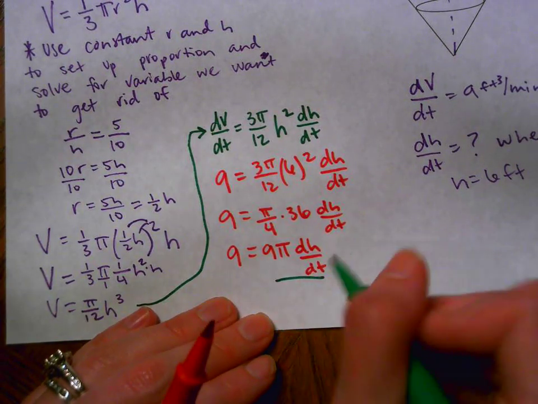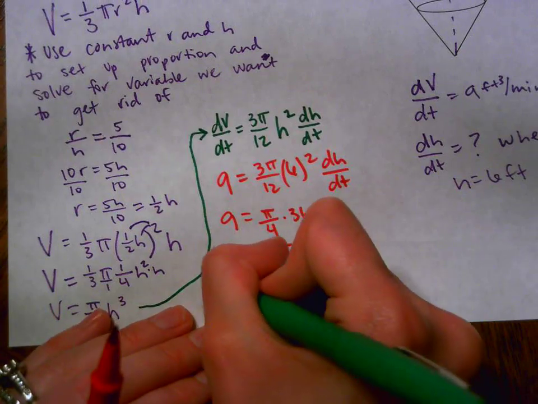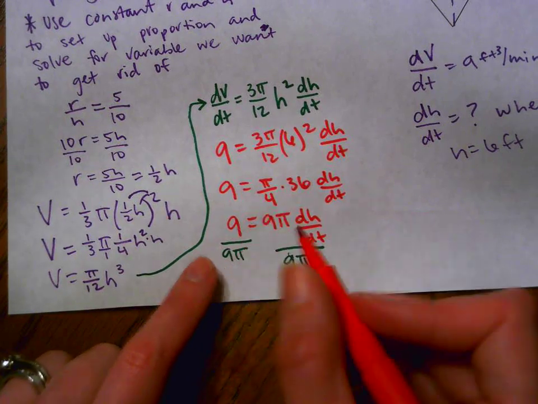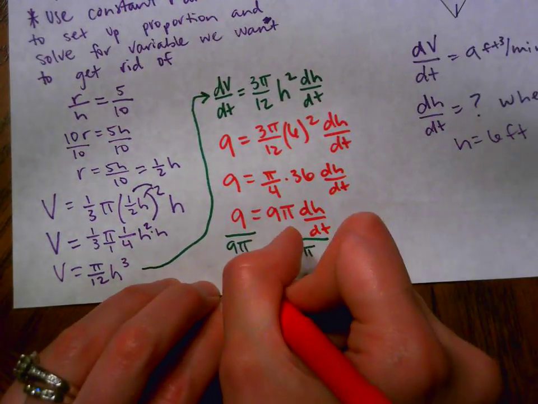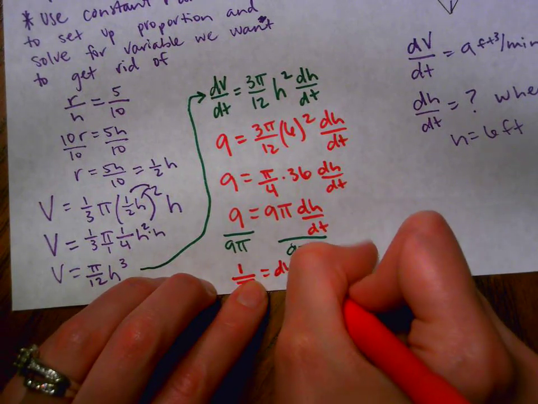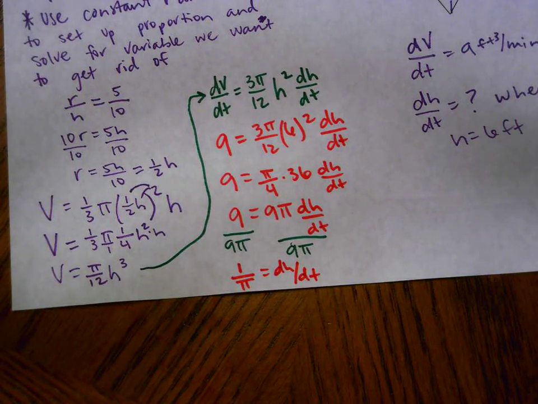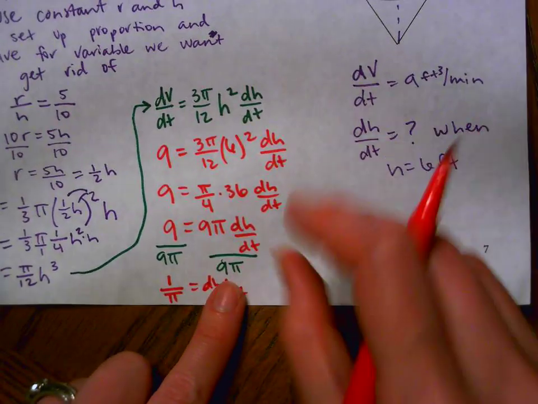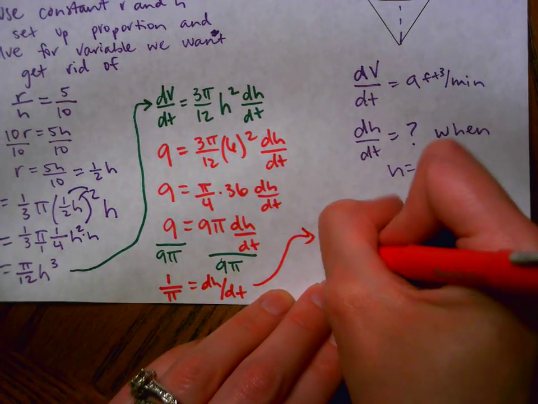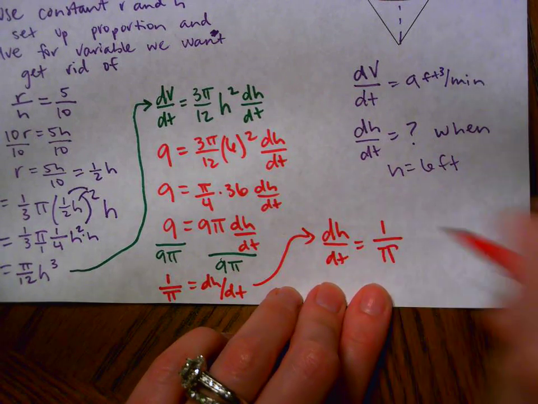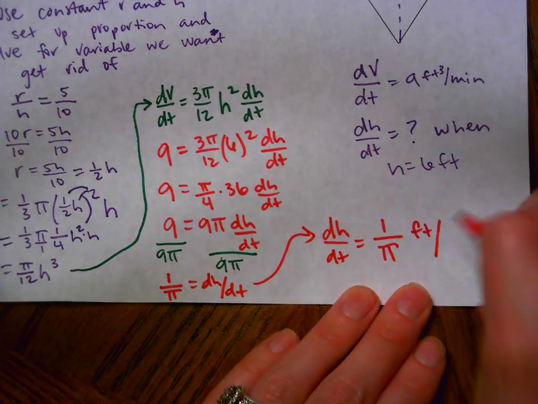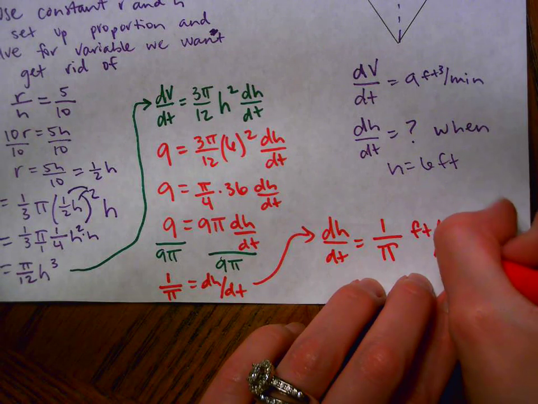And then divide by the 9 pi to move it over to the other side. So here the 9's would cross off, simplify to just be a 1, but that pi is still on bottom. So that becomes 1 over pi equals dh/dt. And now that's your answer, but I would write your final answer and put your units. So from there I'm going to say dh/dt equals 1 over pi. What would my units be? Well, what was the units for h? Feet. Per, what was the units for our time? Minutes.